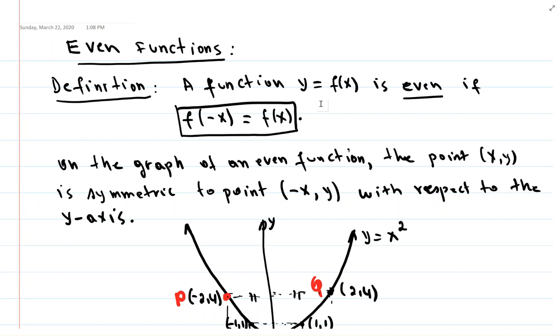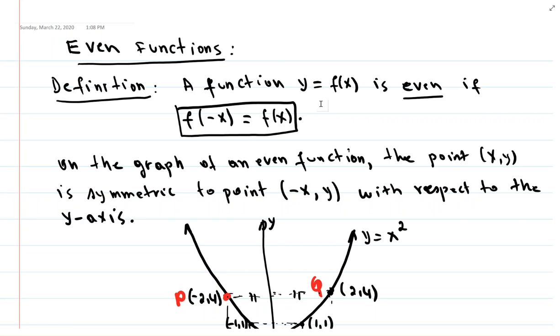Hi. So this time we're going to discuss an even function. So here's the definition. A function y equals f of x is even if f of negative x equals f of x. Basically what it says is if you go to the function f of x, you replace x with negative x, you will get exactly the same original function.